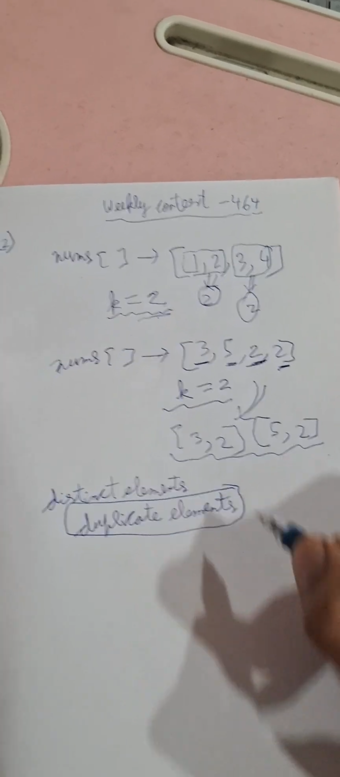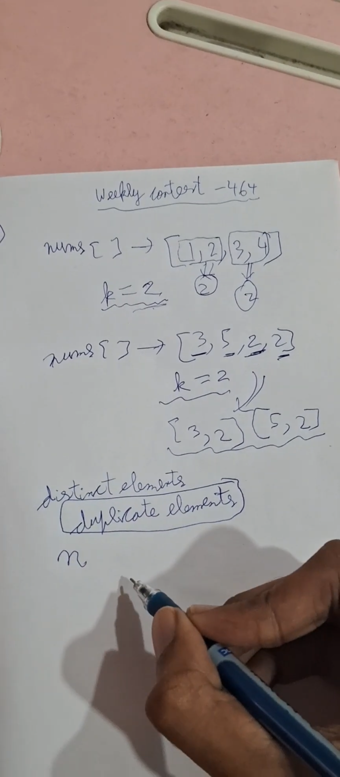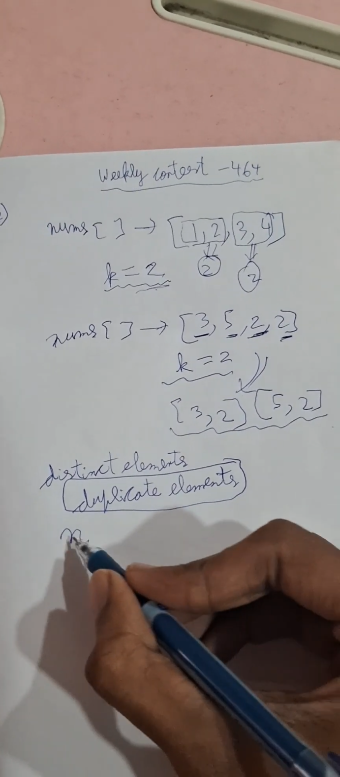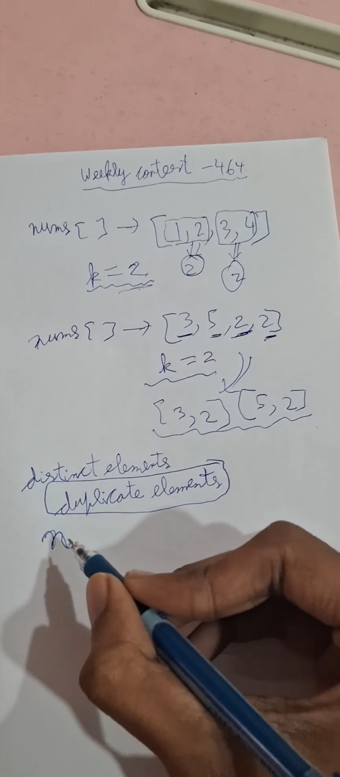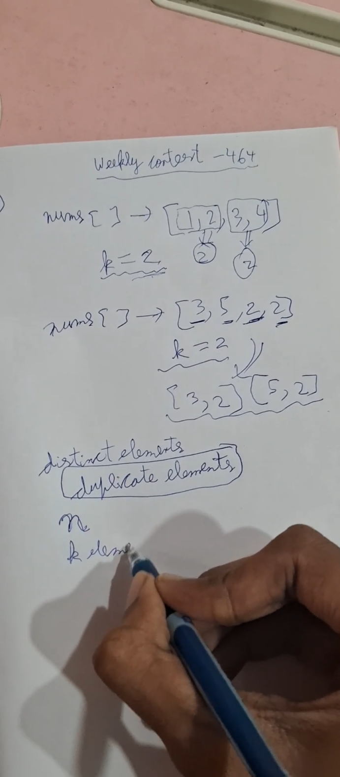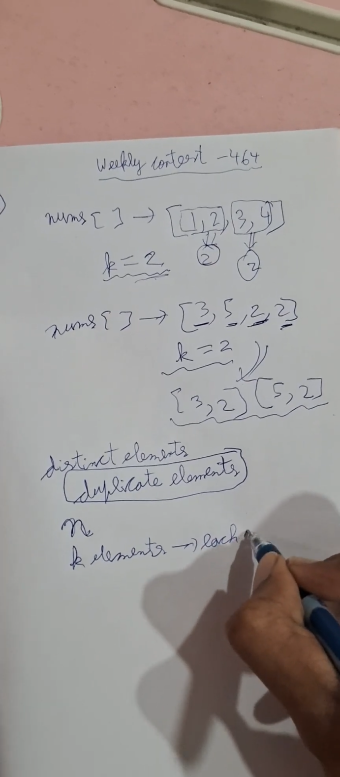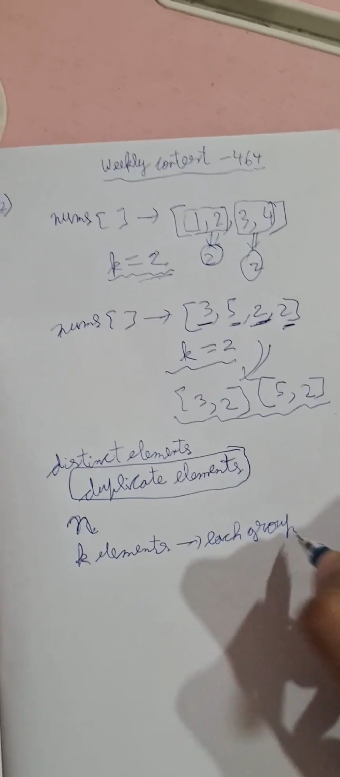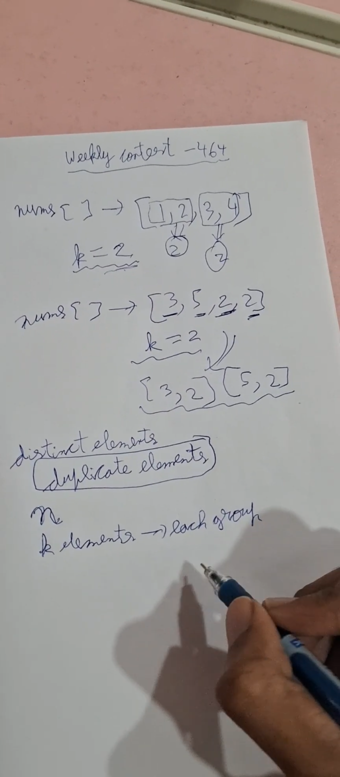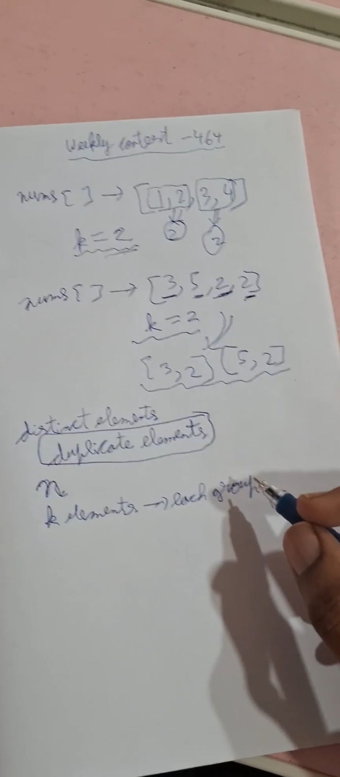Now understand the maths here. Let me have an array of size n. I have to divide this array n such that I will have k elements in each group. And incomplete groups are not allowed. That means one group will have k elements and then another group will have fewer elements. No, that will not be allowed.